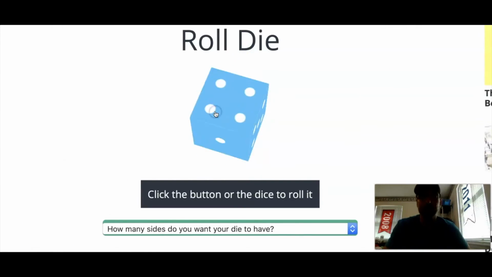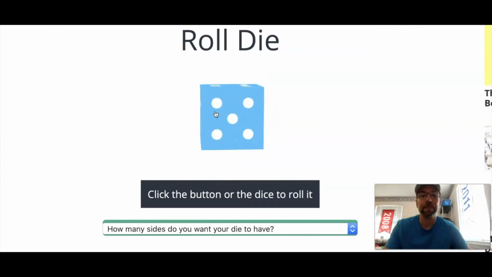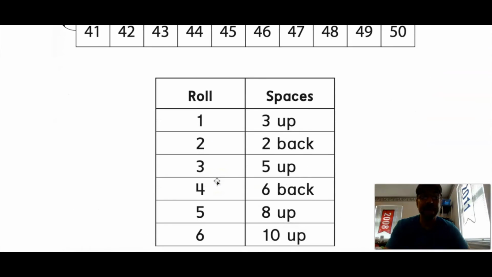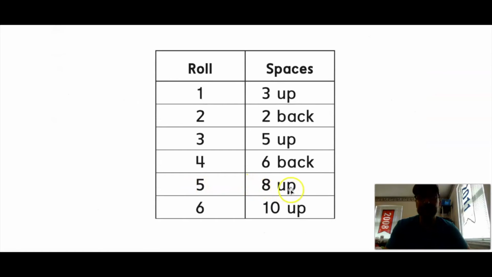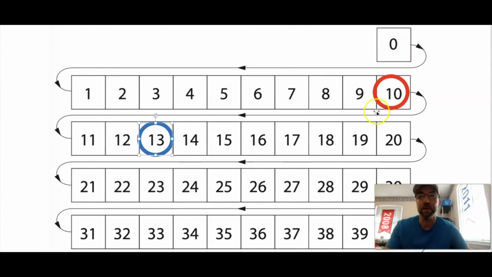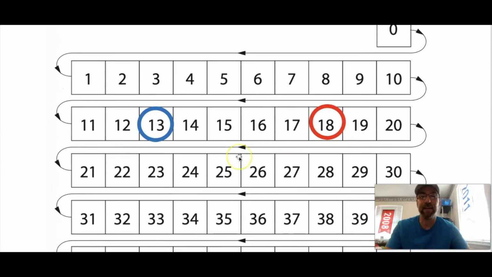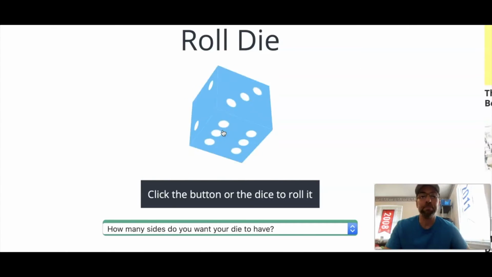And then my partner goes 5. 5 says 8 spaces up. Ooh. So here's the red person. 1, 2, 3, 4, 5, 6, 7, 8. Oh my goodness. And then it's the blue team again.